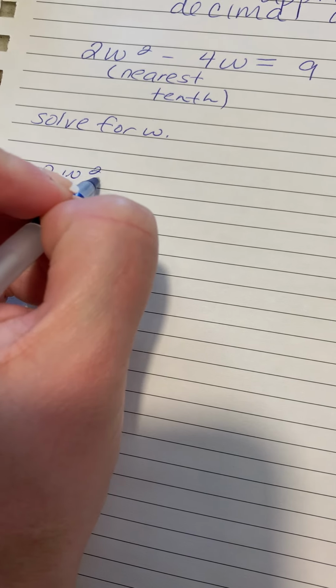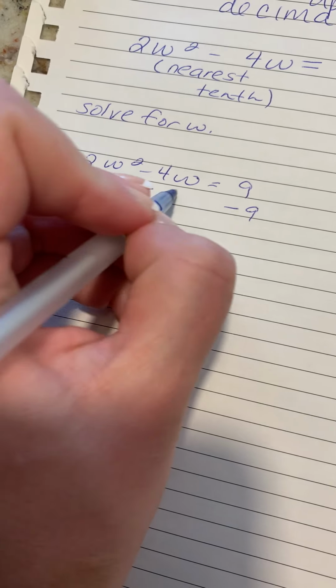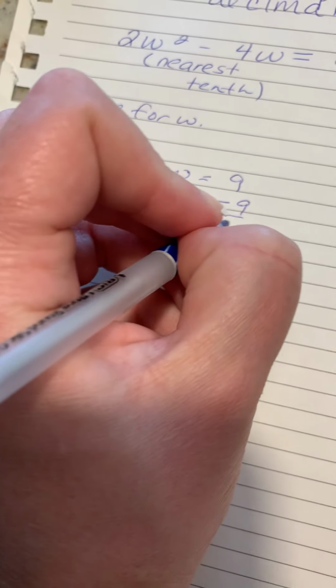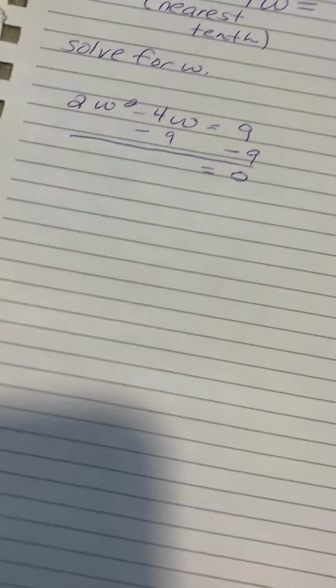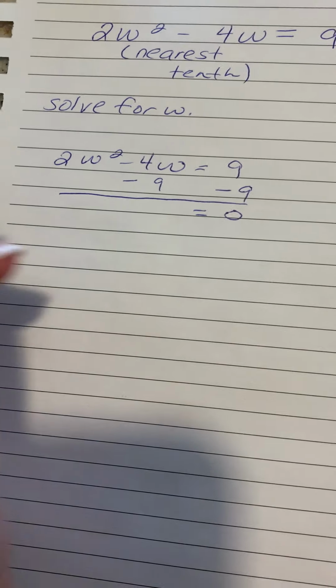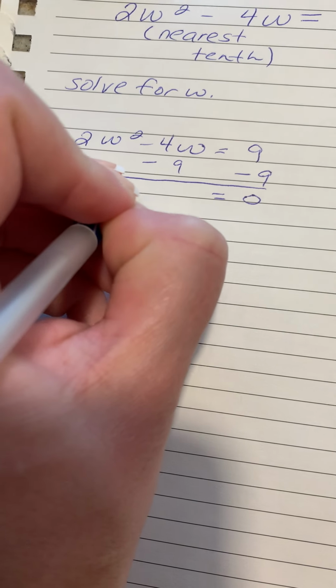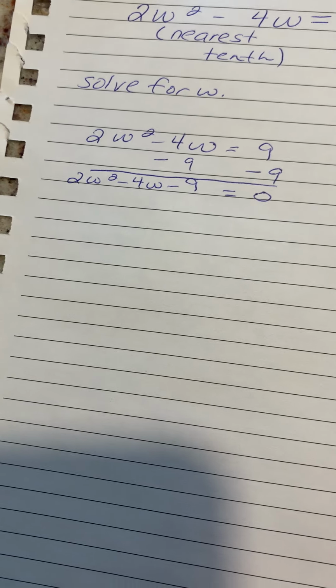If this is being solved by the quadratic formula, we first have to set the quadratic equal to 0. Notice it's not set equal to 0, it's set equal to 9. So I need to turn the 9 into a negative 9. 9 minus 9 will give us a 0 on that side. But whatever I do to the right, I have to do to the left, so I'm going to do minus 9 on the left. The minus 9 has nobody to combine with, so it just attaches on. It leaves us with 2w squared minus 4w minus 9.